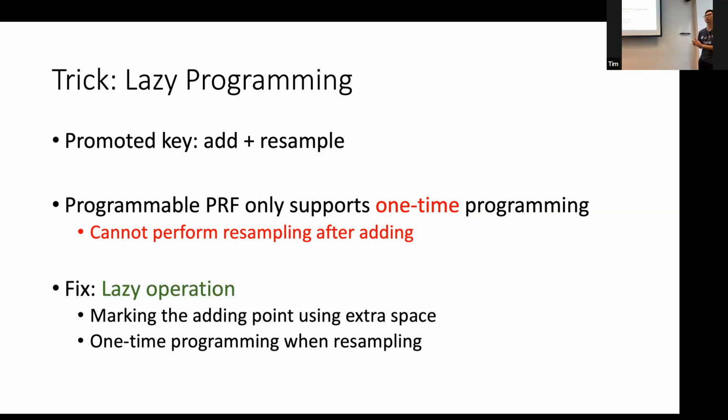During the first time we do the adding, we don't program it during that time. We simply write down that we are going to add 13 there, and it's done. Then during the resampling phase, we do the programming, because we already marked down that 13 should be included in the set. During this time, we program our node to the PRF. So by doing this lazy operation, we're able to use one-time programming to do add and resample.